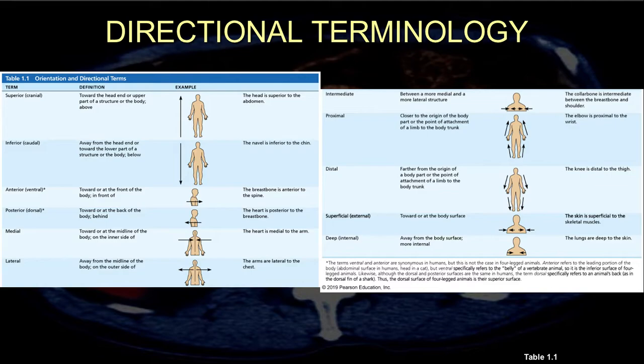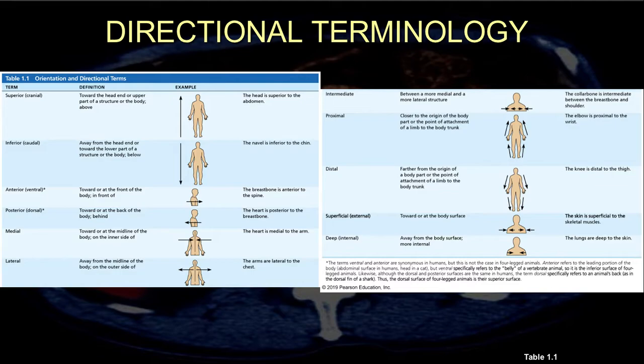Medial and lateral has to do with that middle plane of your body. Medial is something that's closer to the middle, and lateral is something that is farther away. So my shoulders, are they more medial or more lateral? More lateral. Okay, so it's closer to the outside of the body. Intermediate is between a more medial and a more lateral structure. So if you have three things, there might be something that is medial, something that is lateral, and something between them would then be intermediate.